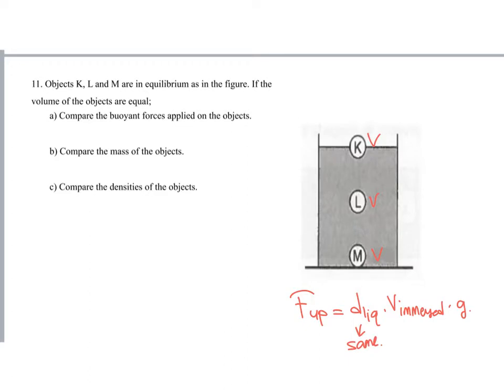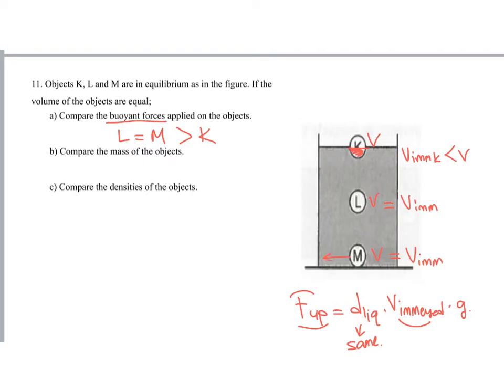You see that all of M is immersed, all of L is immersed, but only this part of K is immersed, so the immersed part of K is smaller than V. As buoyant force is directly proportional to the immersed volume, L and M have the same upthrust force, bigger than K. Now I'm going to compare mass and density.